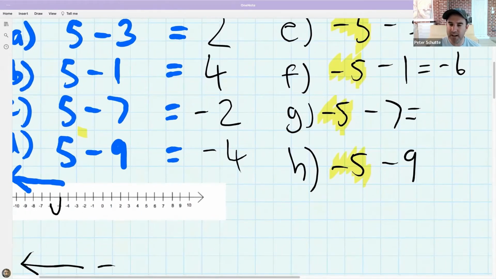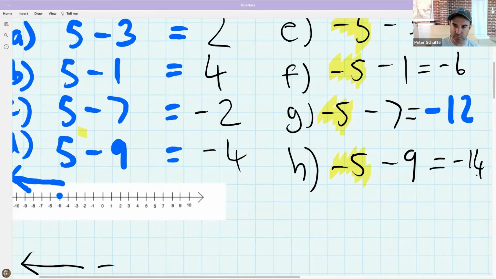Okay, so -5 take away 7. It just means start at -5 on the number line and move 7 units to the left. So that would be from here. Now, I haven't got a big enough number line, but what is 5 and 7 together? It's 12. So we're going to get -12. And then the last one is, what is 5 and 9 together? It's 14. And you're taking them away each time, so you're going to get -14.